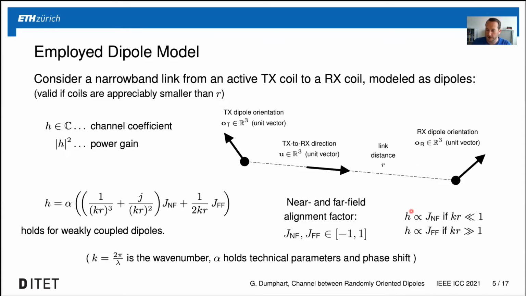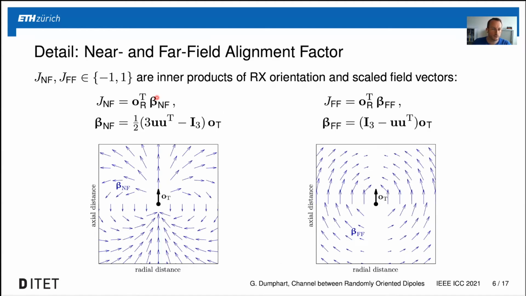We note that when we are in the near field region, then the channel coefficient is directly proportional to J_NF approximately, and to J_FF in the far field region, which will be important later on. A little detail on the alignment factors, just to give you an impression what these are.